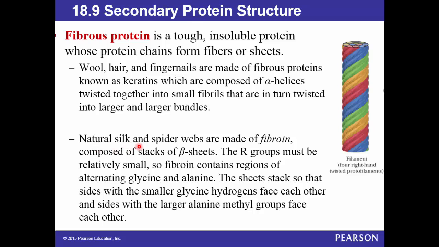Now, natural silk and spider webs are made of fibroin composed of stacks of beta sheet. The R groups must be relatively small, so fibroin contains regions of alternating glycine and alanine. Don't worry about the fibroin here, just worry about this paragraph.